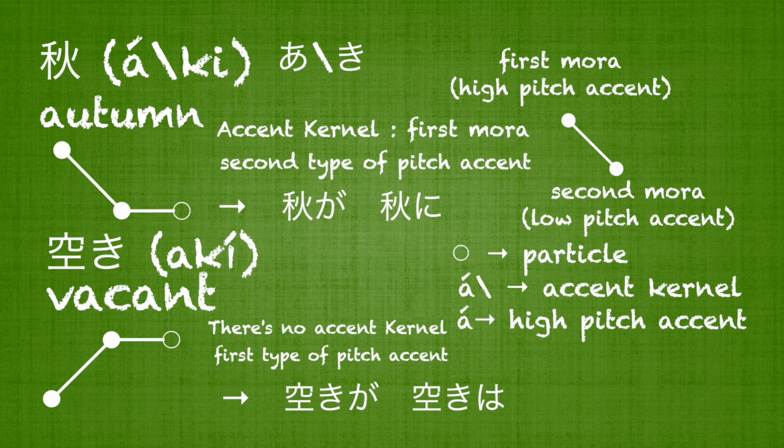In this video, a high pitch accent symbol is placed on a particular mora to indicate which mora has high pitch. A backslash is placed between the high pitch mora and the low pitch mora. According to the Japanese pitch accent dictionary, this backslash indicates the position of the mora before the pitch drop.